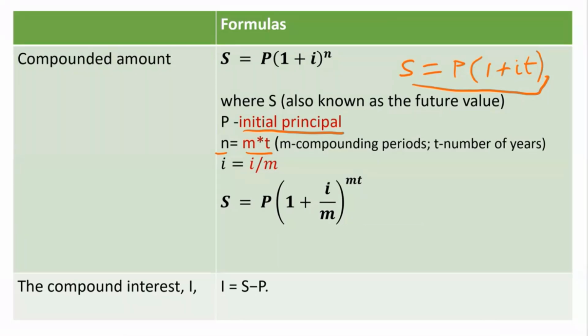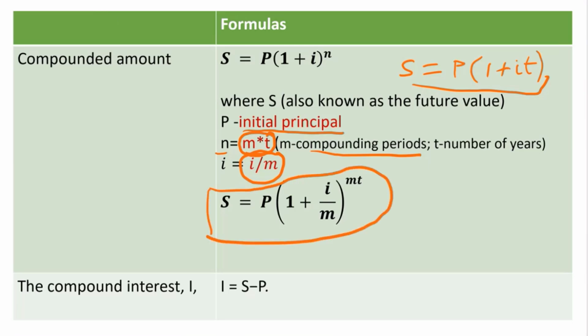We are using M multiplied by T because the interest is compounding so many periods. Remember, M is the compounding periods. If you have an interest that is compounding so many periods, you need to take this into consideration, and your interest needs to be divided by the number of compounding periods. Hence we have this general formula for the compound interest.